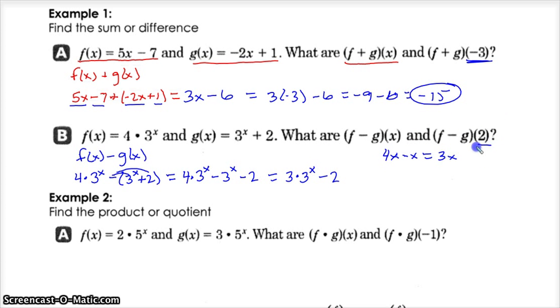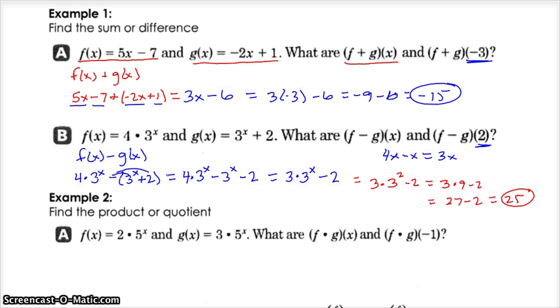Now I'm going to evaluate at 2. So I'm going to plug in 2 for x. I'm going to change colors so we can see I'm doing something different here. This is going to be 3 times 3 to the second power minus 2. I have to follow my order of operations, so this is 3 times 9 minus 2, which is 27 minus 2, and that equals 25.